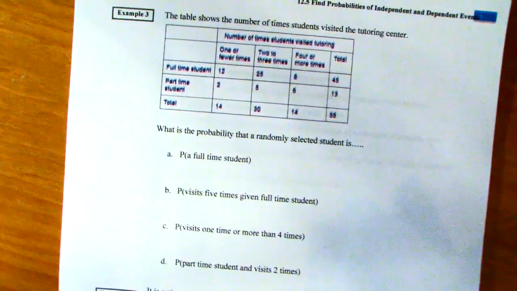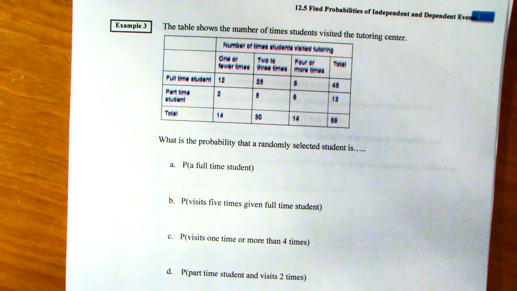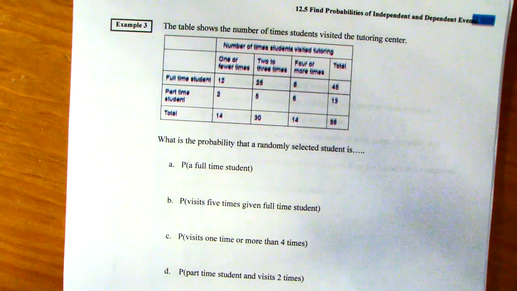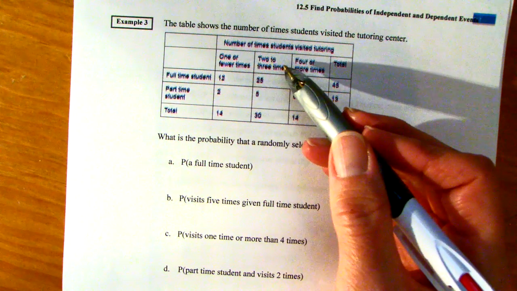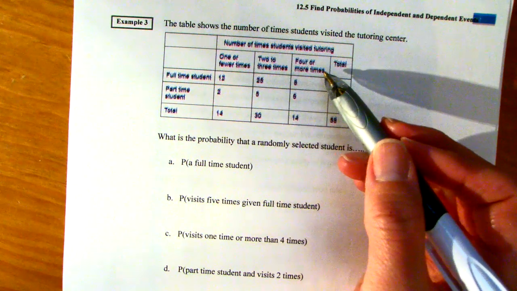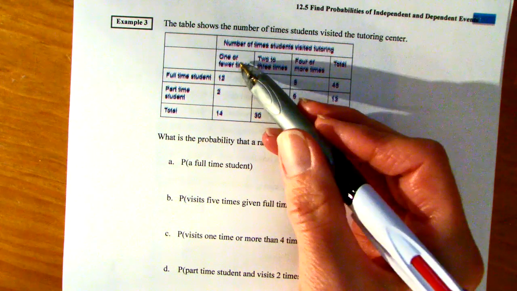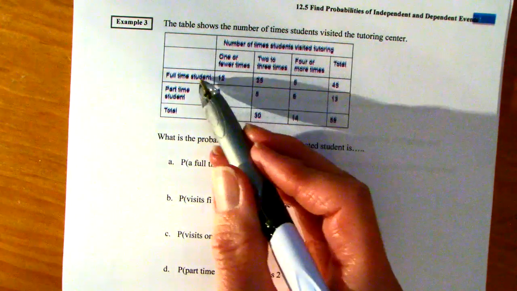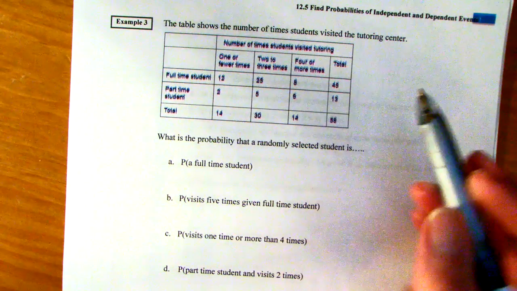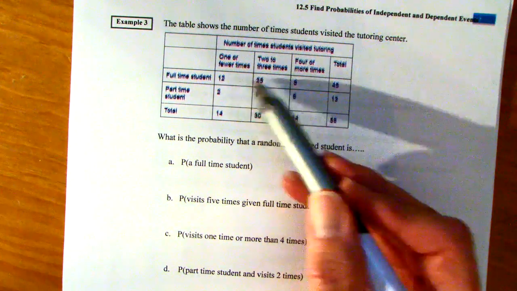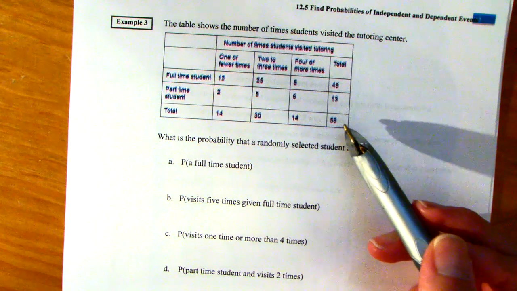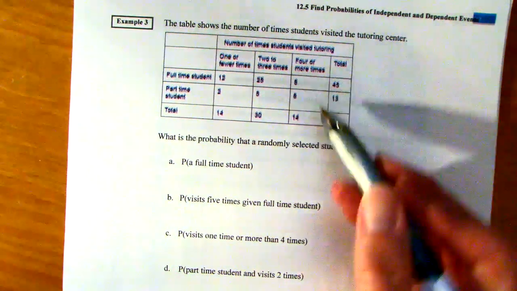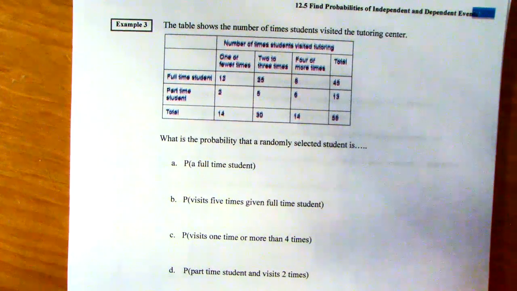All right, now, how do independent and dependent events work with a two-way table? Here we go. Number of times a student visits tutoring: 1 or fewer times, 2 or 3 times, and then 4 or more. You have full-time students and part-time students. Notice they added these across and got 45, 13, 58. So there's a total of 58 students. Lots of times they will not give you these totals, and I think I gave you a two-way table where you did not have a total.